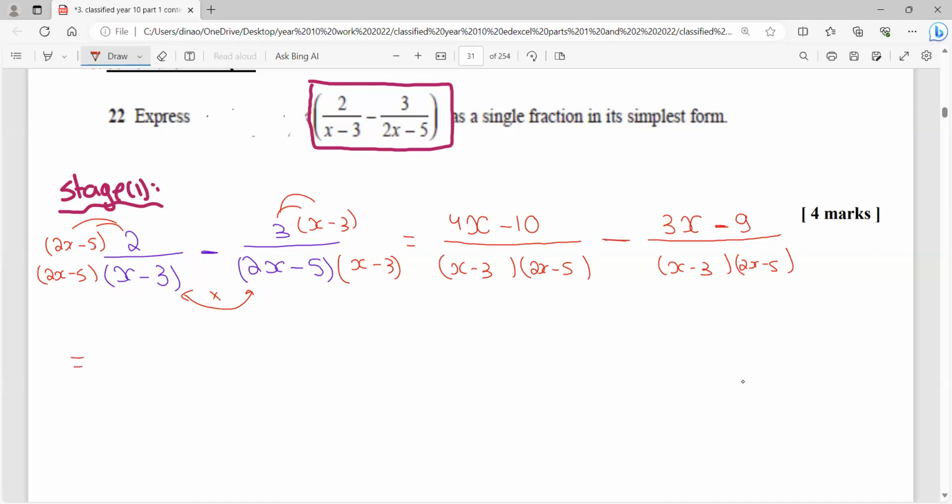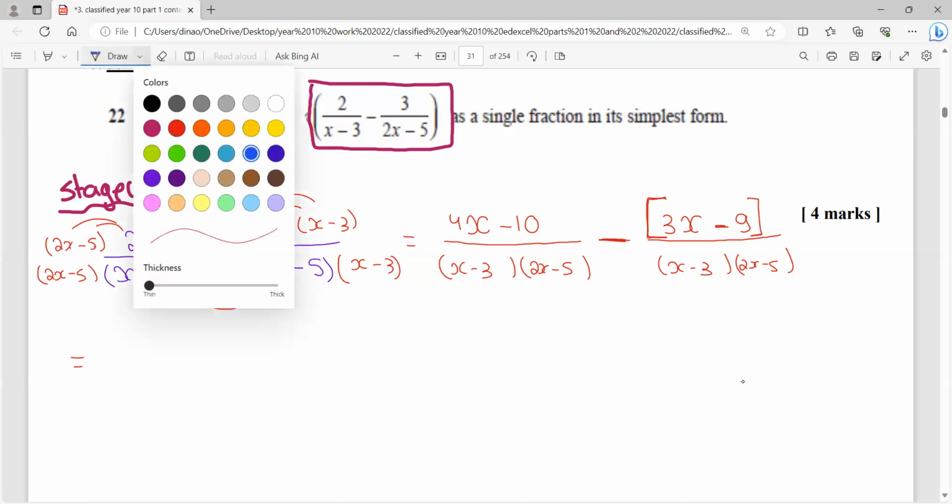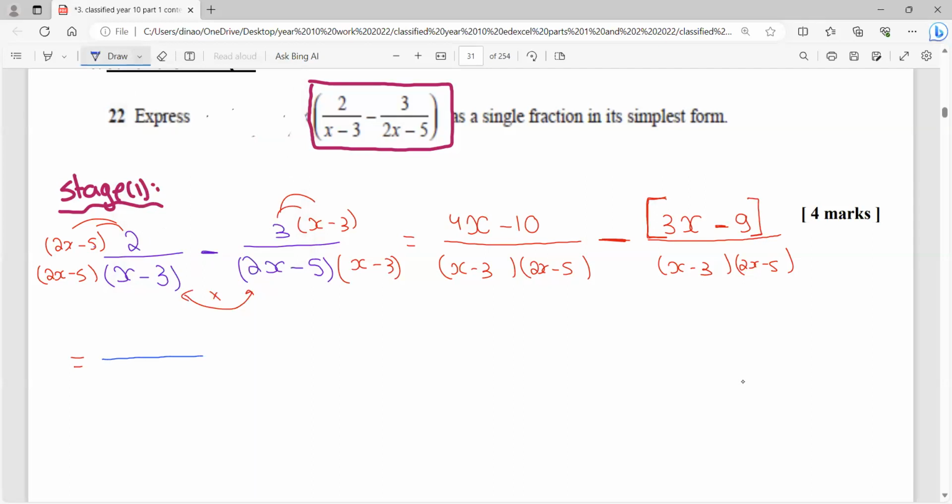Now, if you remember, we said when you're dealing with subtraction questions, either put brackets here and apply the minus to the terms and combine immediately, reaching the simplest form. 4x minus 3x is 1x. And then negative 10 minus negative 9 is negative 1. And of course, the denominator remains the same, untouched, which is x minus 3 times 2x minus 5.